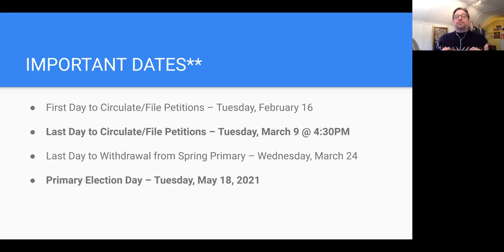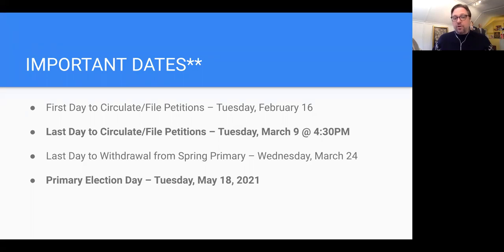Now, let's say, for example, that you've circulated your nominating petitions, you have enough signatures to get on the ballot, you've gone down to the elections office and filed your petitions, and you've gone to the municipality and filed your statement of financial interest. But something comes up down the road and you decide, hey, you know what? I've decided that running for office just isn't for me this time. The last day to withdraw your name from the ballot for the spring primary is Wednesday, March 24th.